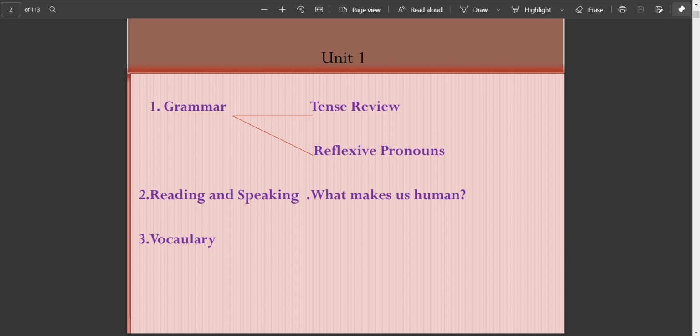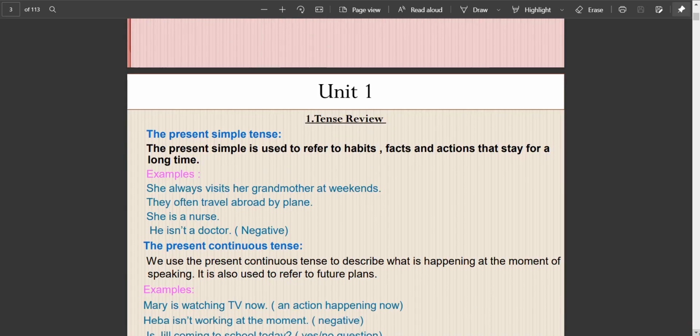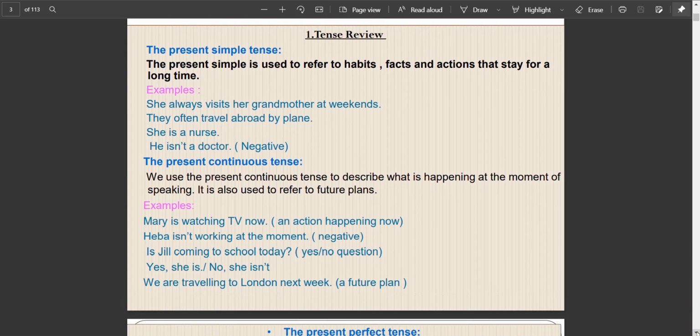Right, so let's come to the second slide. Here we talk about the first tense, which is the present simple tense. What do we mean by present simple tense? The present simple tense is used to refer to habits, عادات, facts, الحقائق, and actions that stay for a long time. She always visits her grandmother at weekends.